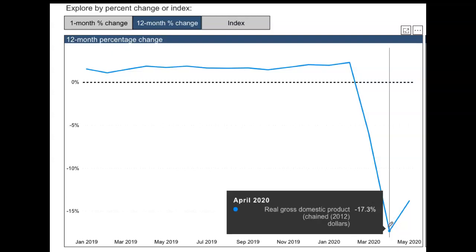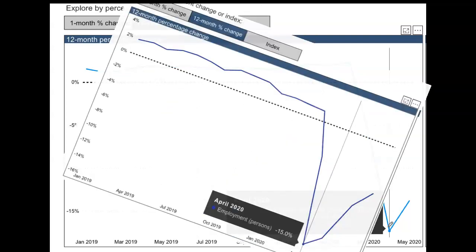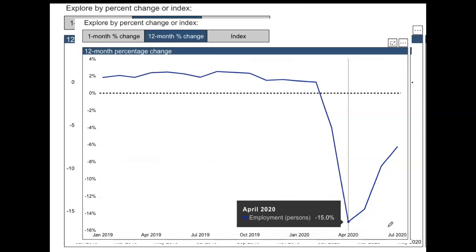Now, if your production levels are contracting massively, what happens to the number of workers hired? And you can see our employment statistic, this is again yearly percentage change, went down to almost as low as negative 15%. It's a huge contraction in the number of workers that are being hired. That has seen some recovery since April, but these numbers, as you can see, are still in the negative range.